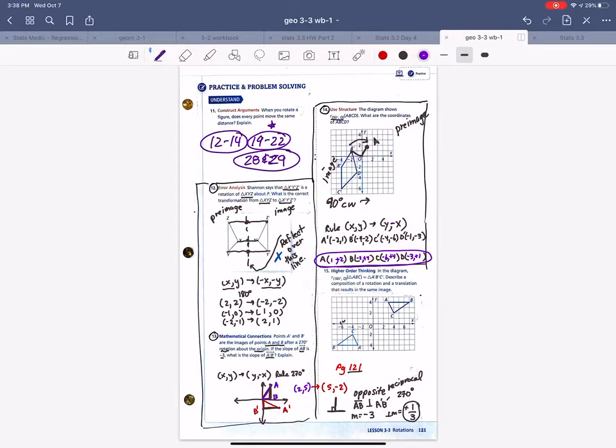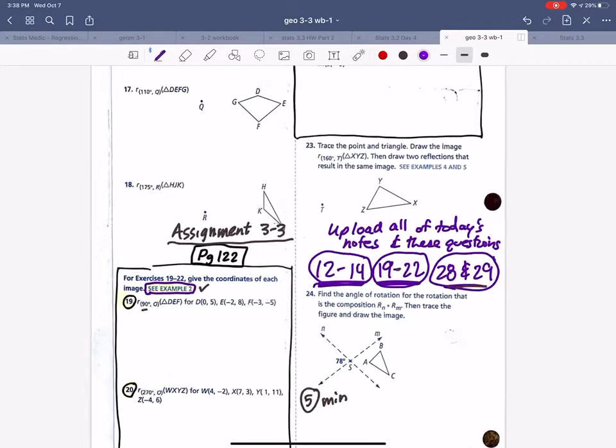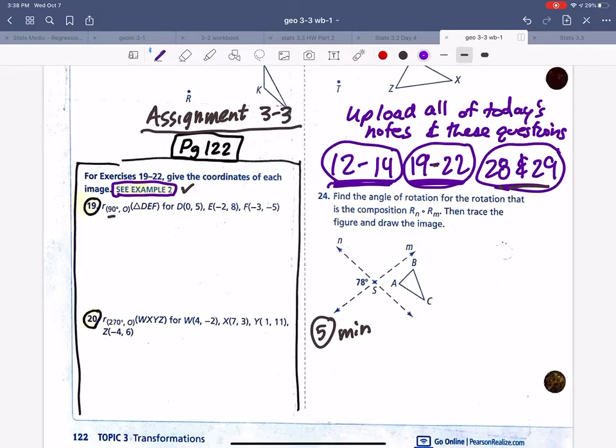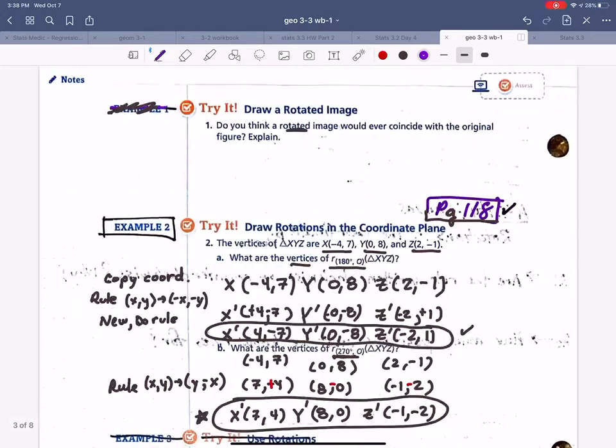Hi, welcome back. We did those three. Those were pretty tricky. Now let's do some questions a little more straightforward. So 90 degrees counterclockwise is, let's look at our notes.